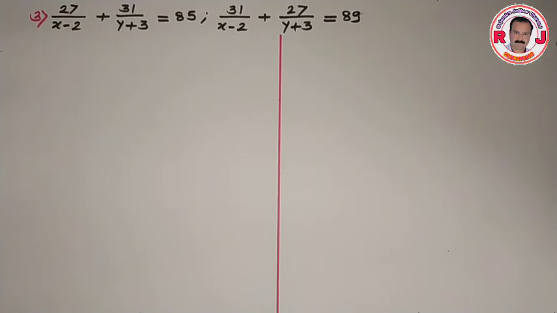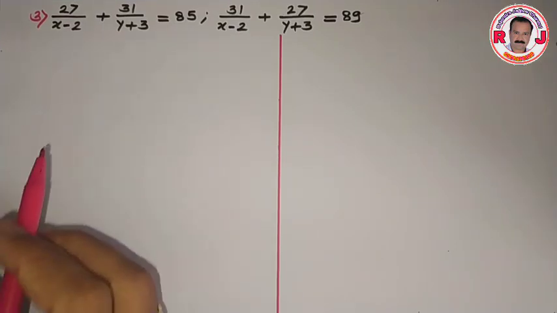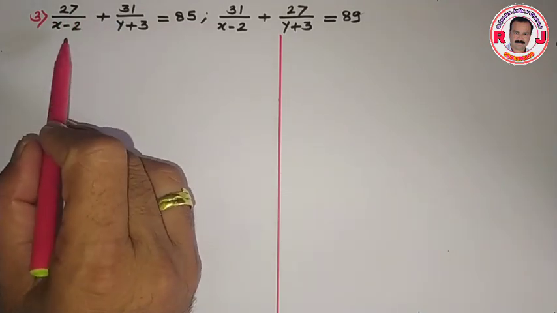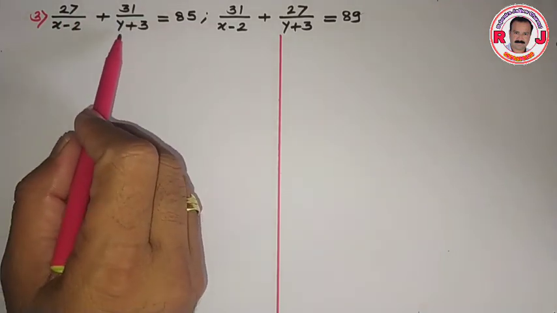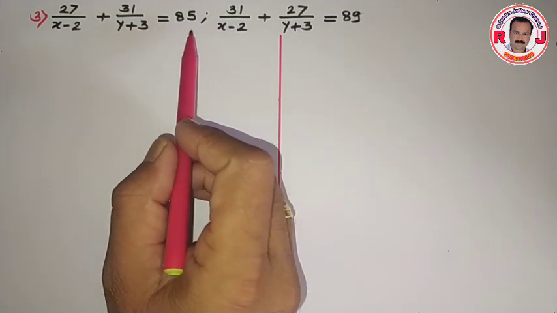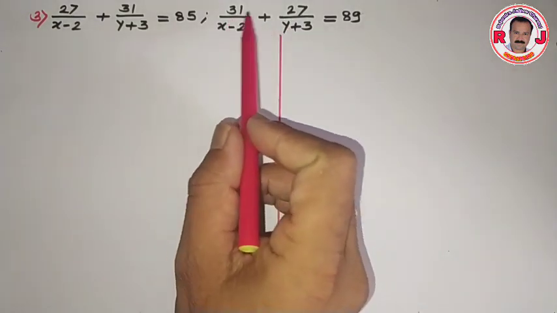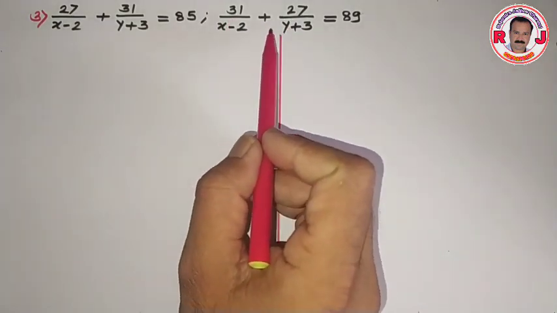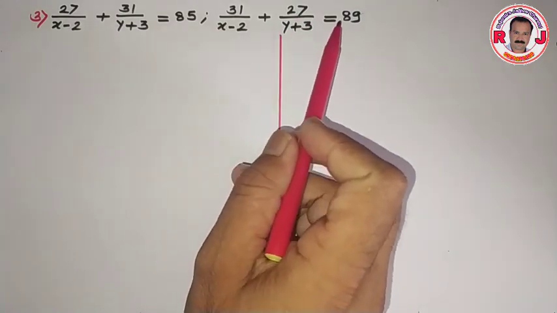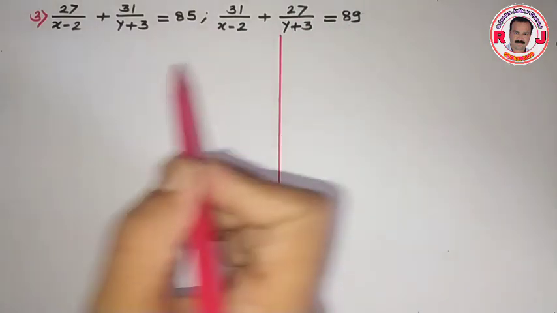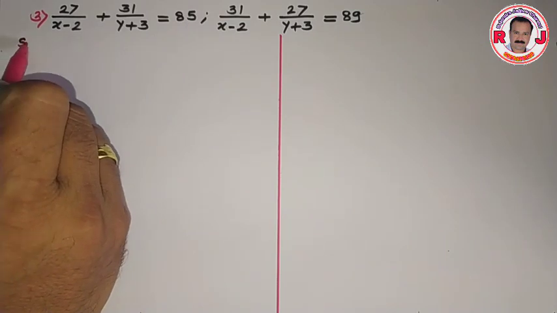See the next example. Example number 3. 27 upon x minus 2 plus 31 upon y plus 3 is equal to 85, and second, 31 upon x minus 2 plus 27 upon y plus 3 is equal to 89. Solution here.